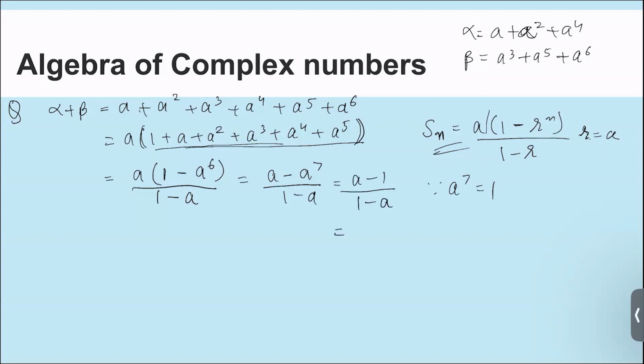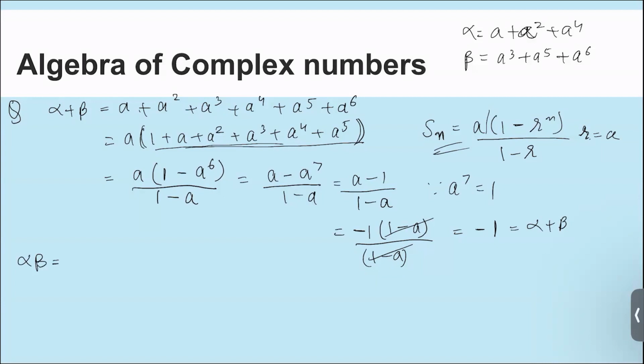If you try to get your numerator and denominator in the same form, then take minus 1 out. So you get 1 minus a and 1 minus a, and this and this get cancelled out. So you are remaining with minus 1. So this is your sum of the roots. Now for the product of the roots.